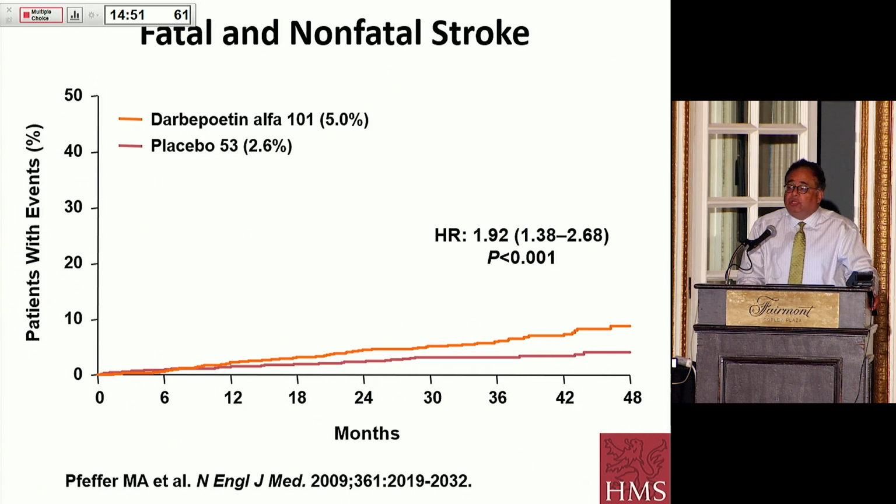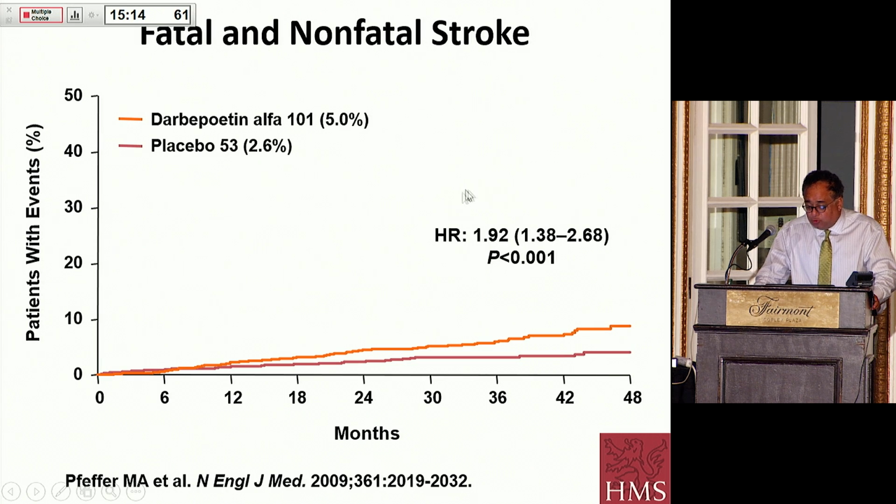The other thing that this study showed was that there was a significantly higher risk of non-fatal and fatal stroke. Patients had more strokes when they were exposed to darbepoetin than if they weren't. So there was something going on where exposure to the drug and normalization of the hemoglobin, or trying to normalize, was associated with an increased risk of stroke. That was a twofold increase, roughly, and highly statistically significant, although the numbers of patients who had strokes were not that great. But nonetheless, there was a very strong difference.